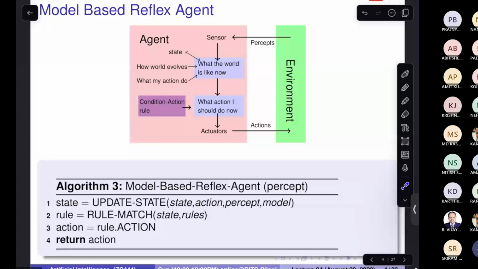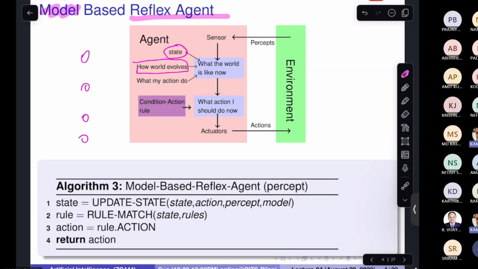Okay. Now I'm going to make this reflex agent better, and this reflex agent is going to be a model-based reflex agent. Again, it is a reflex agent. Model-based means, as I told you, that there are various states, so it is going to maintain something called the state. In the agent, there is one more thing: what the state is and how the world evolves.